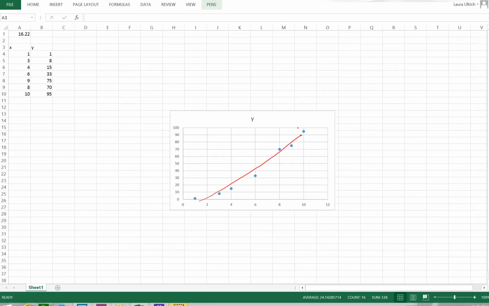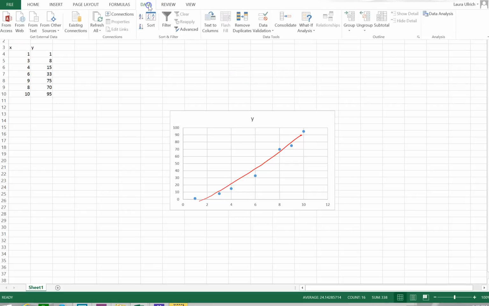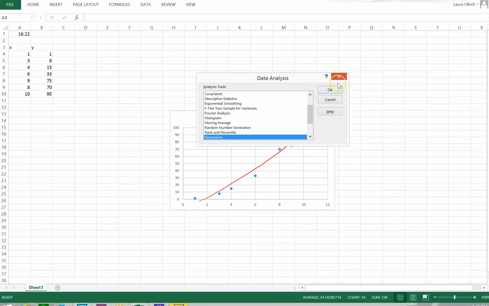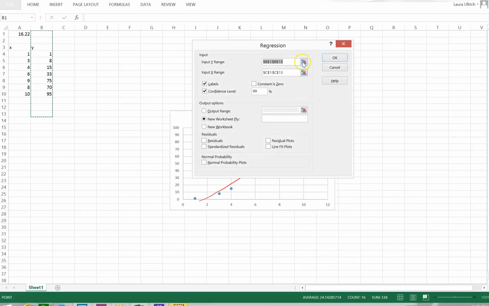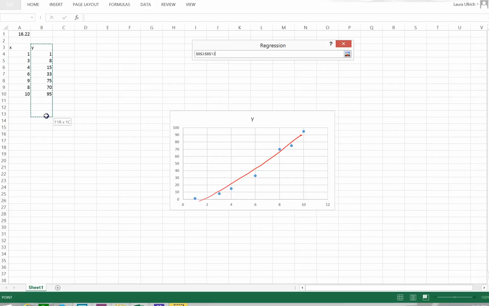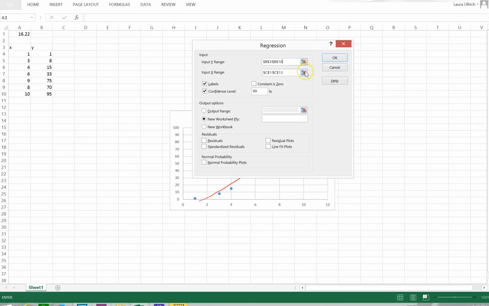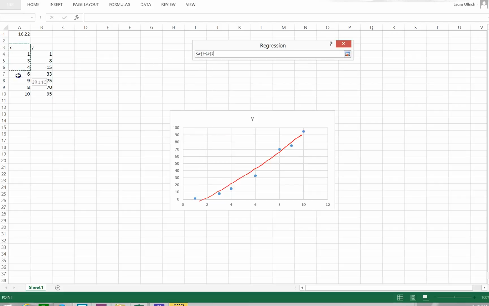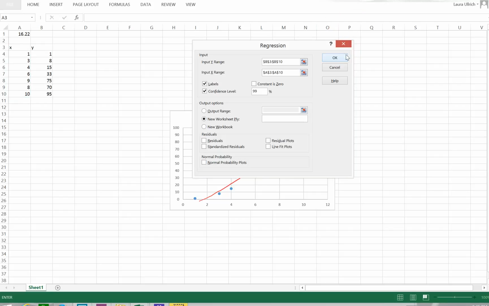But part 2 says test to determine whether there is evidence of a linear relationship. Okay, so what does that mean? That means we're going to run a regression. So I'm going to go to Data, Data Analysis, Regression, and then for my Y, I'm going to select my Y range here. And for X, I'll get my X range. I'm going to leave this confidence level at 99%. I'm going to leave that for now. And then I'm going to hit OK.